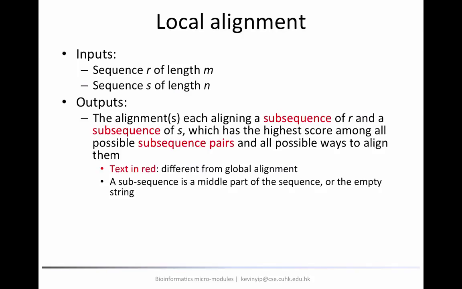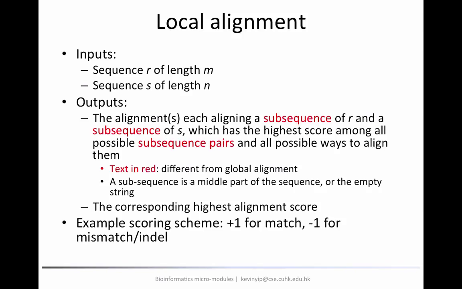Here, the differences between the local alignment and the global alignment definitions are highlighted in red. The keyword here is subsequence, which means the middle part of a sequence, obtained by cutting out some characters at the beginning and some characters at the end. In the extreme, we could cut nothing, that means the whole sequence, or we could cut everything, that means the empty string. After finding those alignments, of course, we also want to output the corresponding highest alignment score.